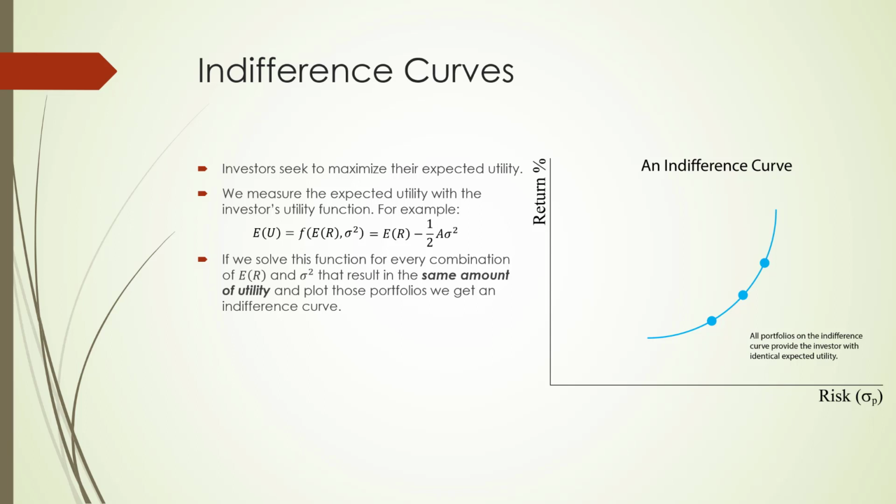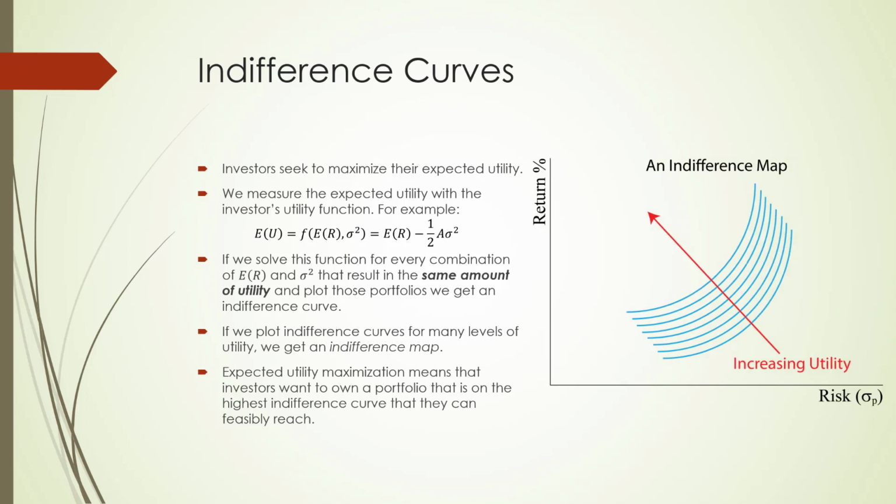So those three portfolios that I've plotted here have exactly the same expected utility for this investor. In other words, the investor would be indifferent between any of those three portfolios. They wouldn't care which one they had. This is called an indifference curve, and that's because they are indifferent to all of the portfolios on that curve.